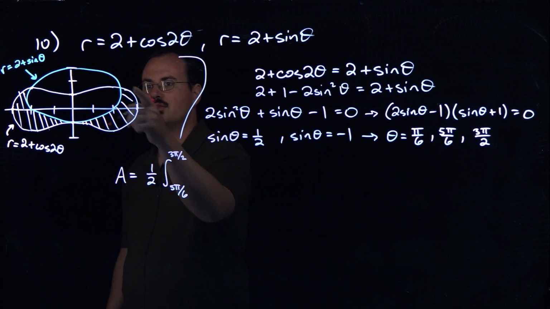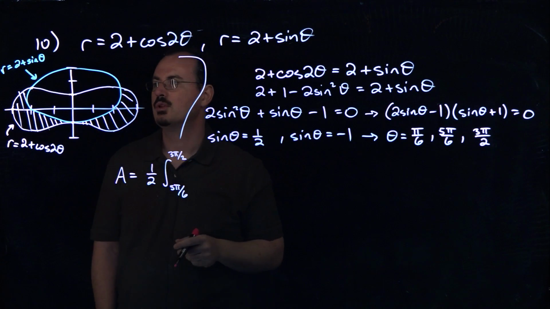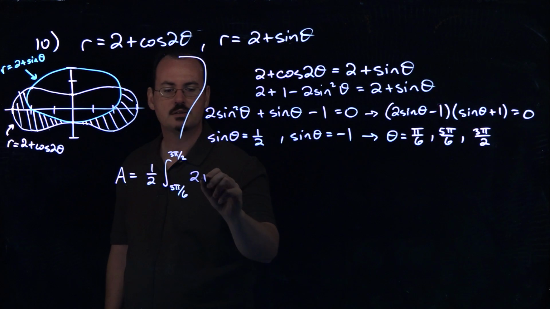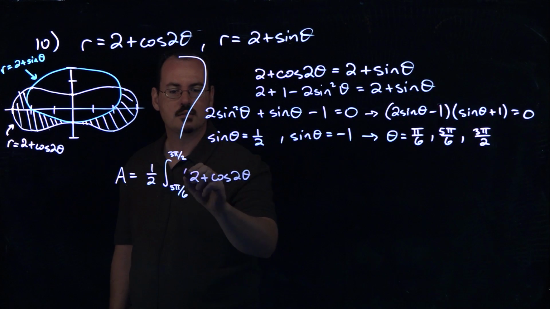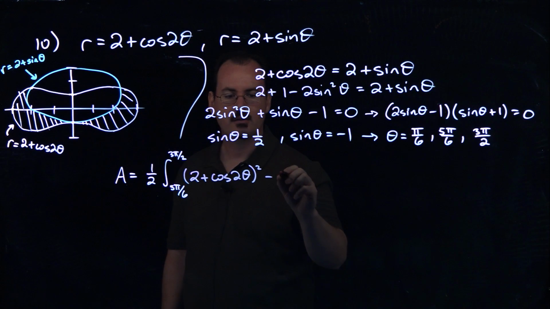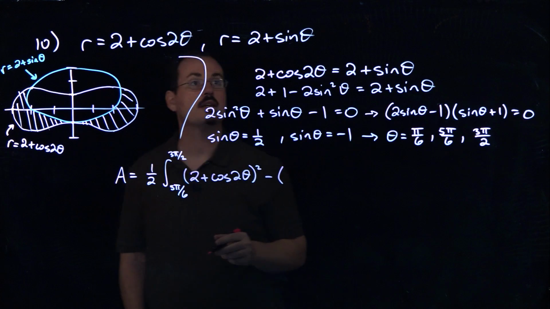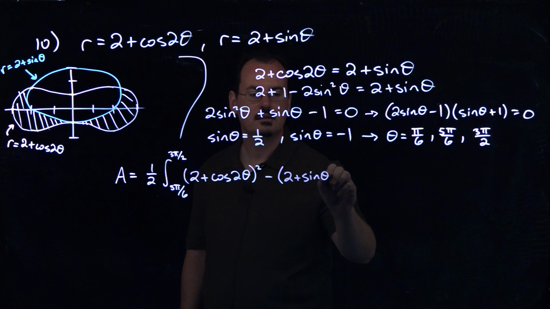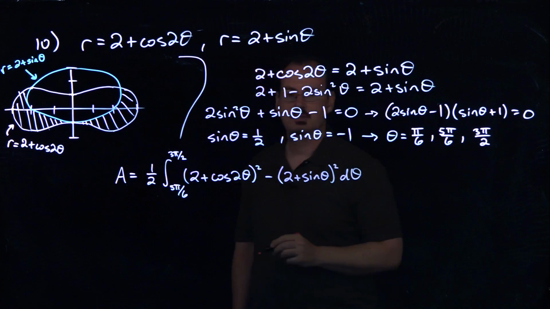The larger function here, at least in that region that we're concerned with, the one that has a larger radius anyway, is the first one. So we'll have 2 plus cosine 2 theta, square that, and then minus the other one, the one that has a smaller radius on this interval that we're looking at here, 2 plus sine theta. We'll square that. So that's the integral that we have to find here.